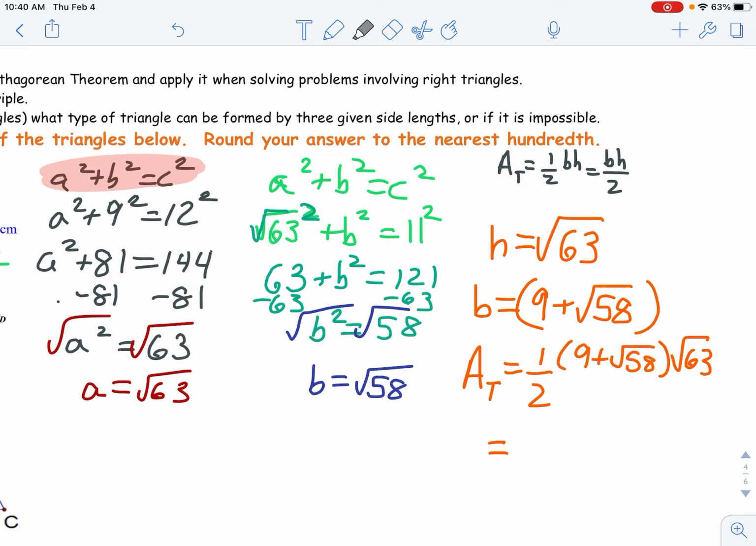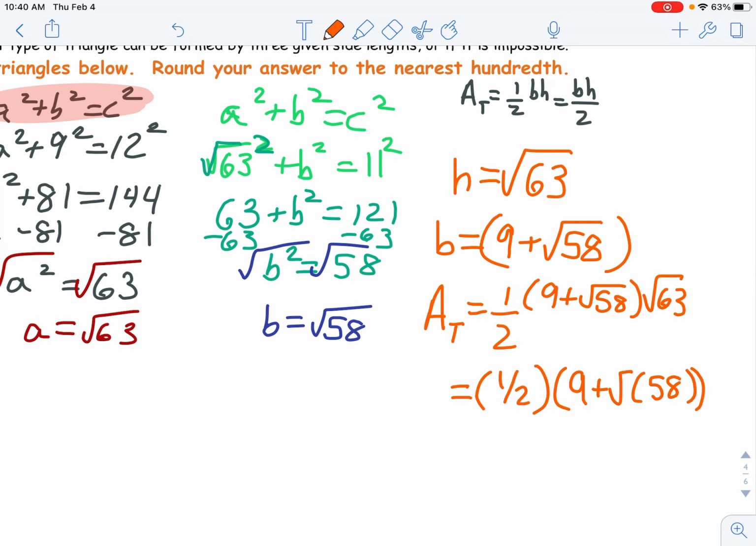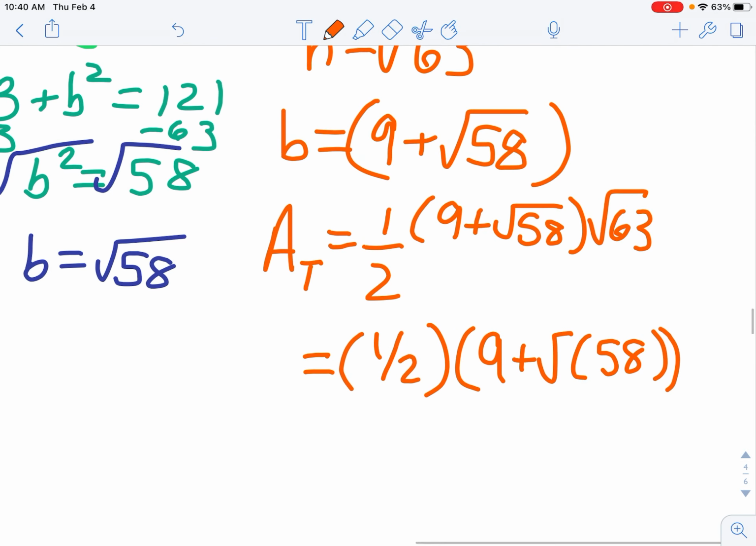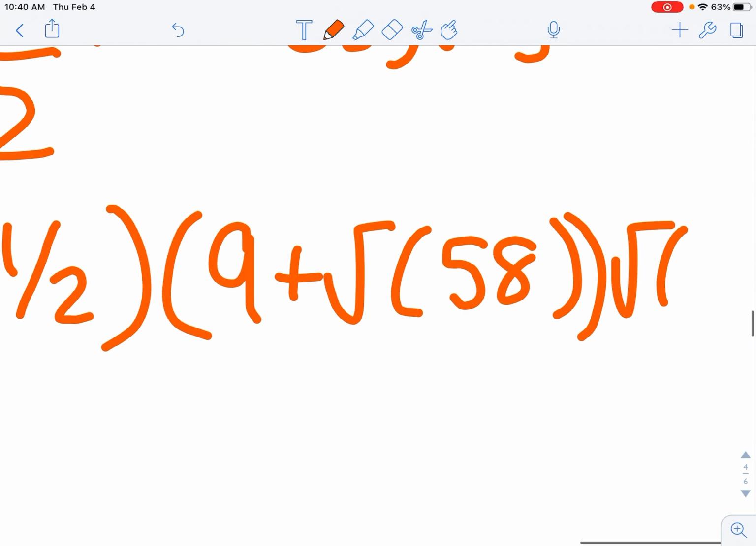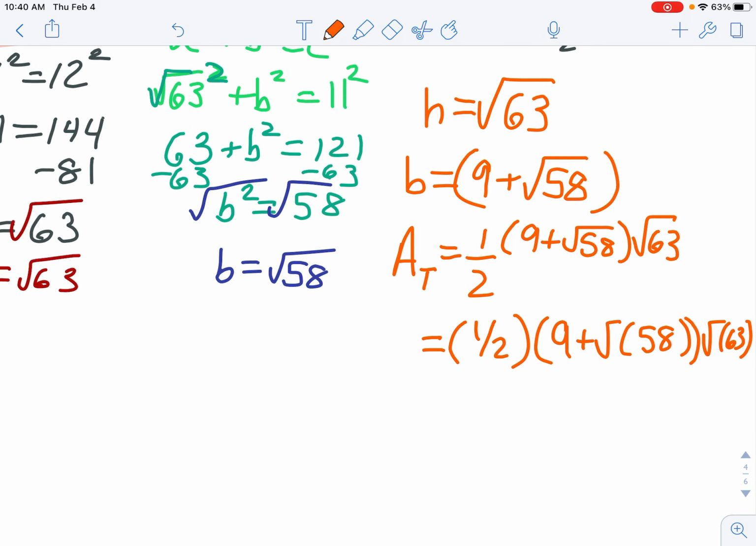Let me just say it like this. There's multiple ways to plug this into a calculator. Maybe you just want to do this: parentheses 1/2, parentheses 9 plus radical 58, close parentheses twice, because notice how there were 2 opened up, and then radical 63, close parentheses. That's what it should look like when you plug it into a calculator. All right.